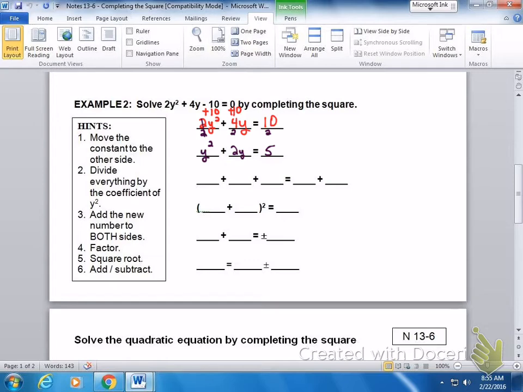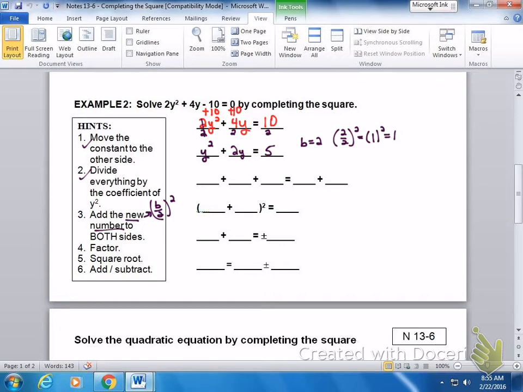So we've done number 1, we moved the constant. We've done number 2, divide everything by the coefficient of y squared. Now it said add the new number to both sides. Well, that new number is the b over 2 squared. So I can look over here and I found out my b equals 2. So I can put that in my equation. I'm going to take my b, which is 2, divide it by 2 and square it. 2 over 2 is 1, squared, which equals 1.